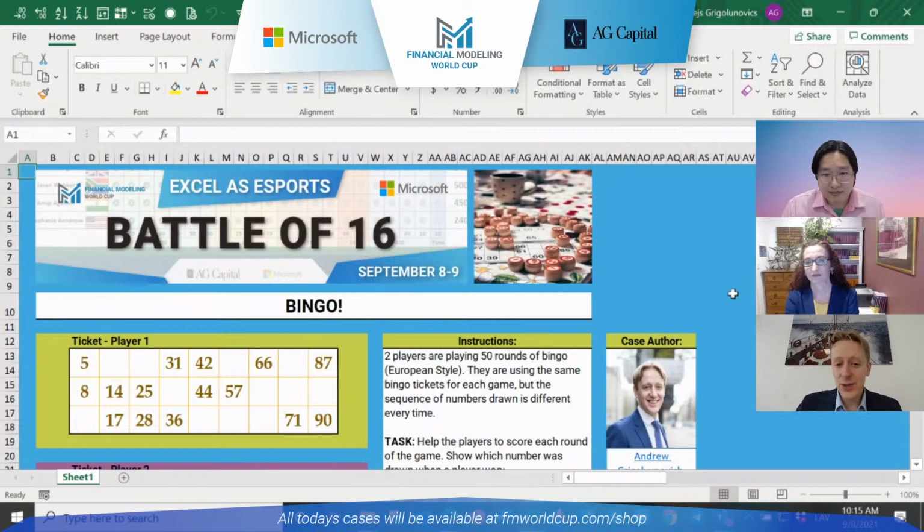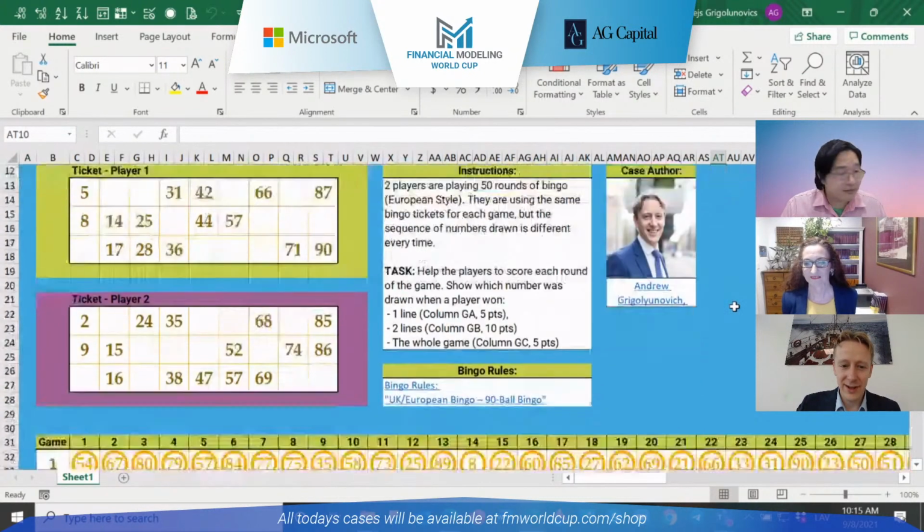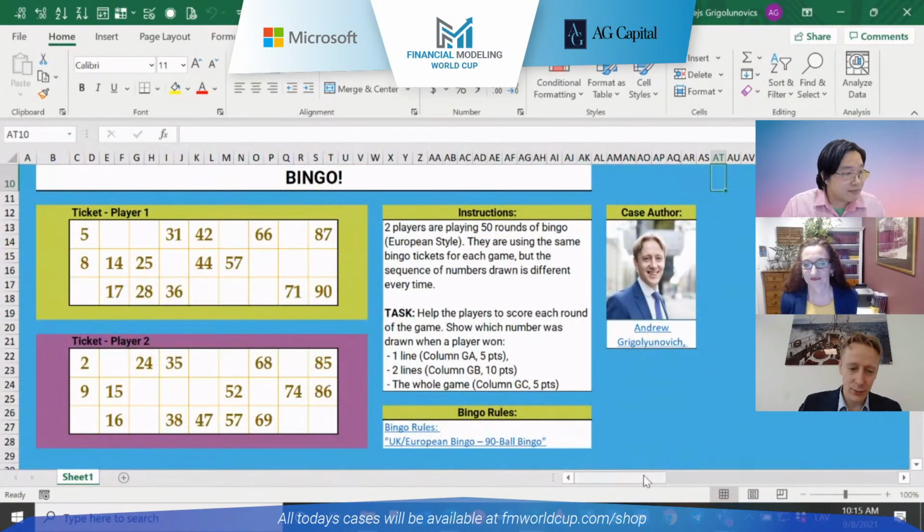So the first one that we're up to is named Bingo. Have a look at what we have prepared for the players. There are two players, player 1 and player 2, who are playing 50 rounds of bingo. There are different styles. I have researched the topic. There is American bingo, there is European bingo. This is the so-called European bingo with a maximum of 90 balls, and they have tickets.